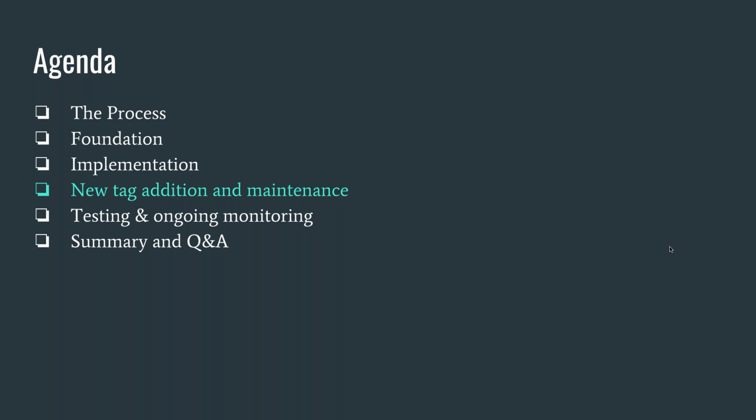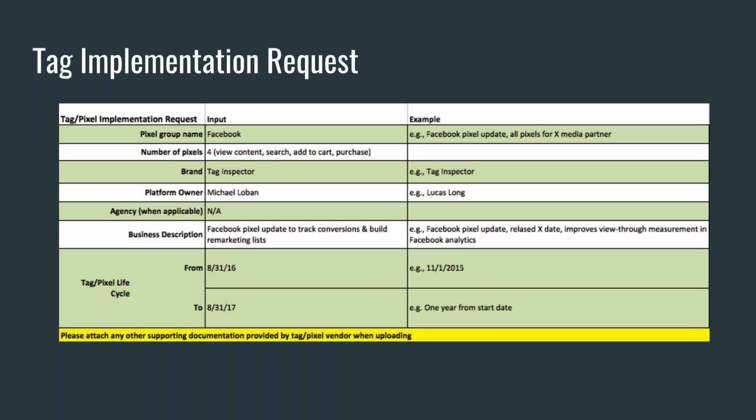We just willy-nilly add them to the website. Things get dirty, things get bogged down. We start scraping pages, which is going to slow down everything. It's just not sustainable, and it gets out of control. So a new addition and implementation process is critical here. This is an example I use, just a pretty basic implementation request document that I've shared with a lot of our clients.